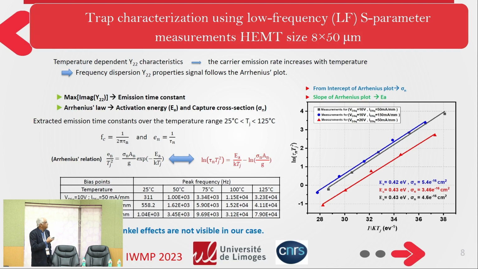As we can observe here, we don't observe any Poole-Frenkel effect in this kind of transistor, which is a UMS device, a GH15, that means 115 nanometer gate length and 8 by 50 micrometer.